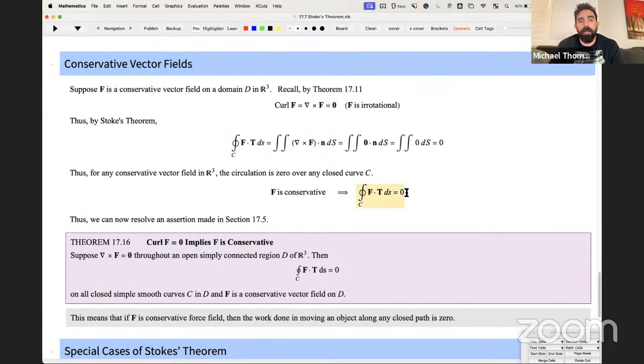Okay, so we talked about those equivalences in the past few sections with conservative vector fields. The vector field is conservative if there exists a potential function. Line integrals are path independent. We said this one too. Line integrals on closed curves are 0, and the curl is 0. So essentially, this proves the last remaining part we hadn't proved before.